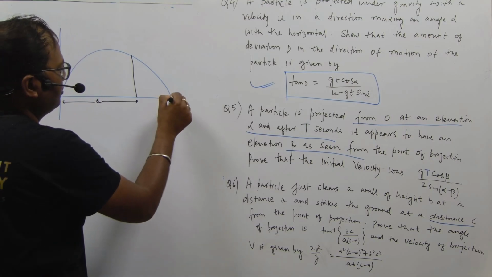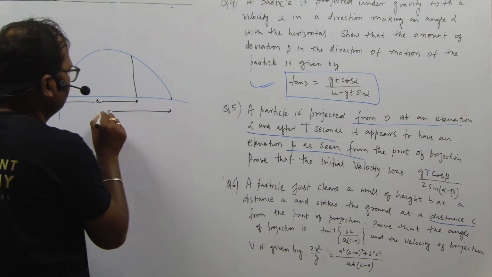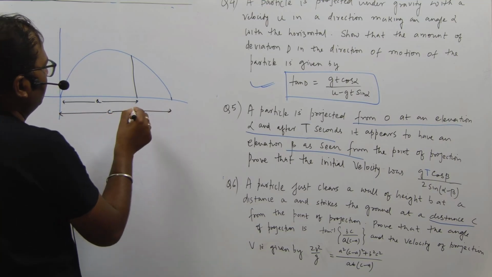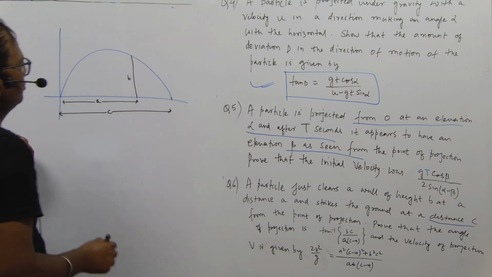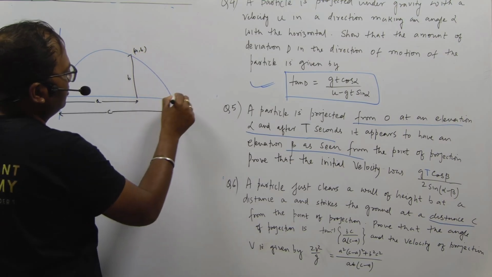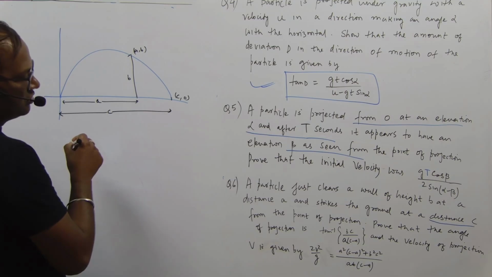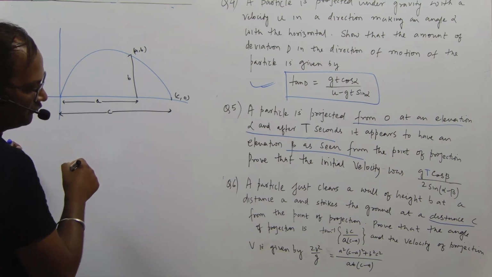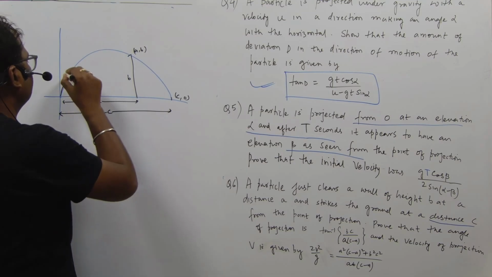It strikes the ground at this particular point, which is at a distance of c. The height of this wall is b. So this coordinate will be a comma b, and this coordinate will be c comma 0. And let us consider the initial velocity as capital V.